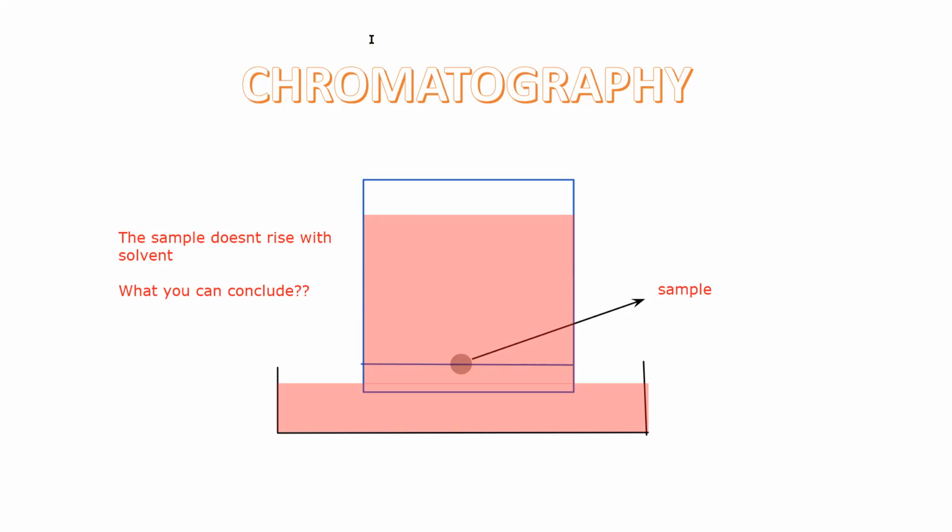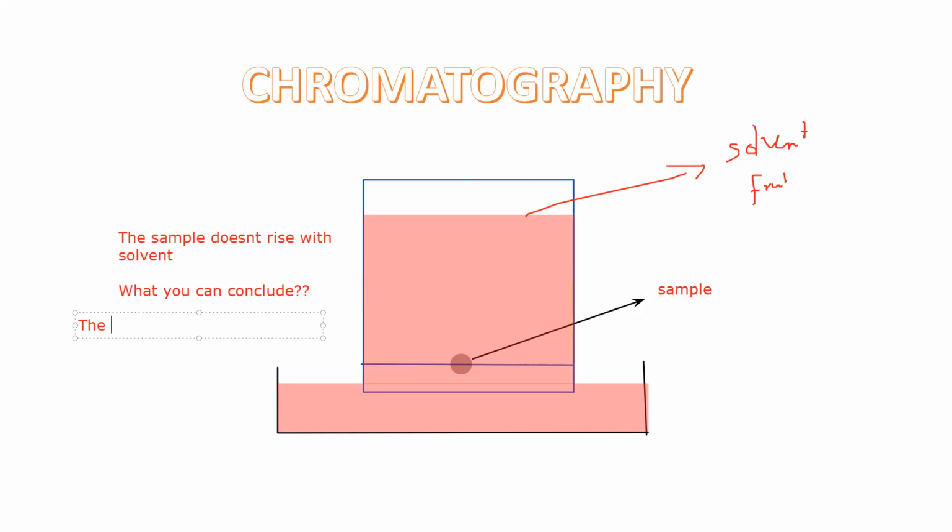What can we say? We place a sample, we use a solvent, the solvent rises, and the last point where the solvent rises is called the solvent front. But we don't see the sample rise with the solvent. What can I say about this substance? If a sample, like one spot is there, but it does not rise, so if it does not move from the origin, what can we conclude?